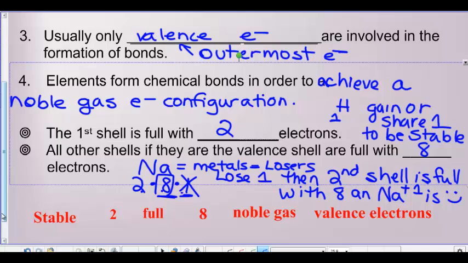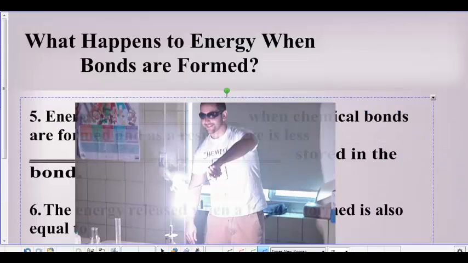So metals will lose to look like the noble gas that comes before them, and nonmetals will gain to look like the noble gas that comes after them, or share. It's very important. We'll be talking more about that later. Okay? So that's what a bond is. It's just a force of attraction. Usually it's between oppositely charged particles. We'll talk about how that force forms in our next little section here.